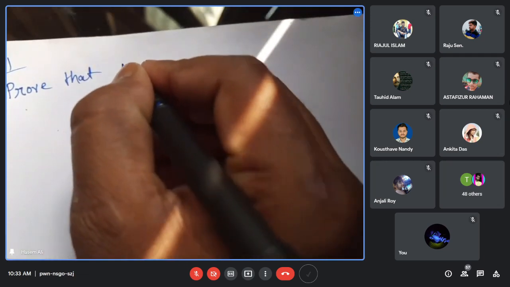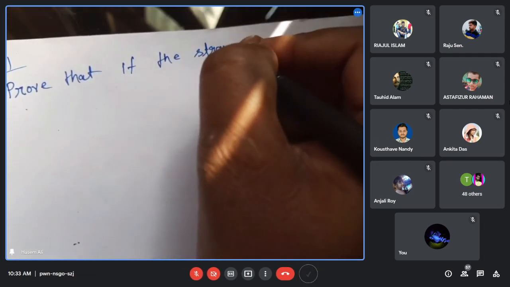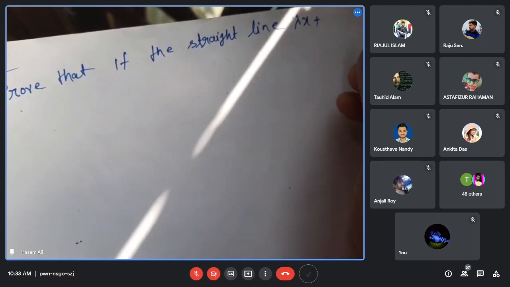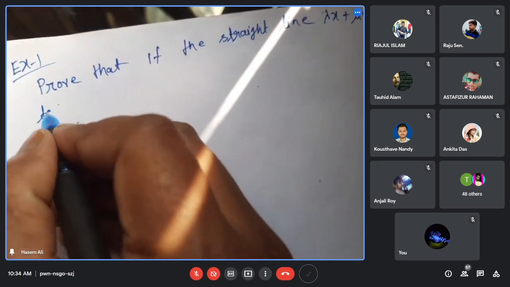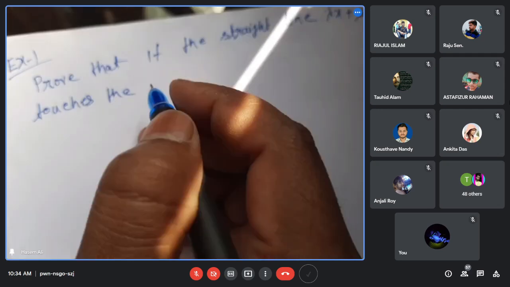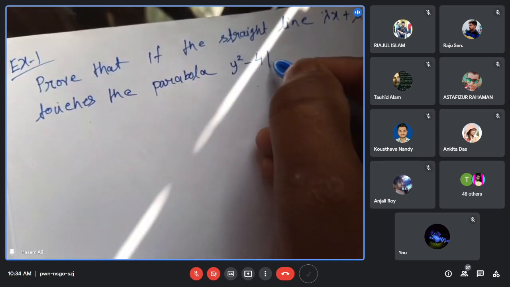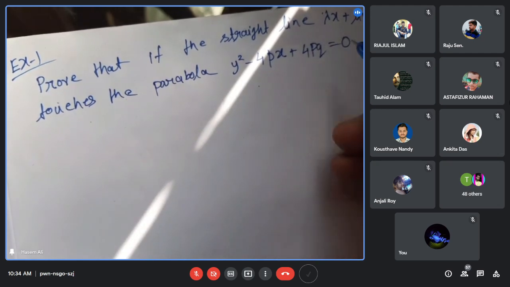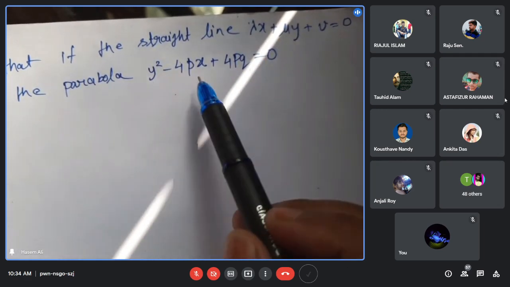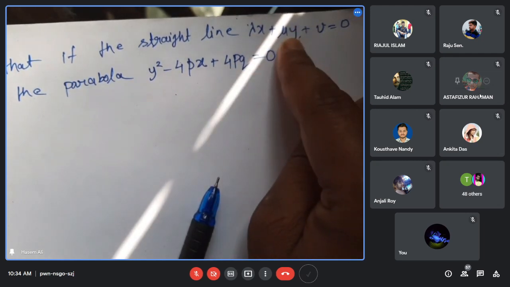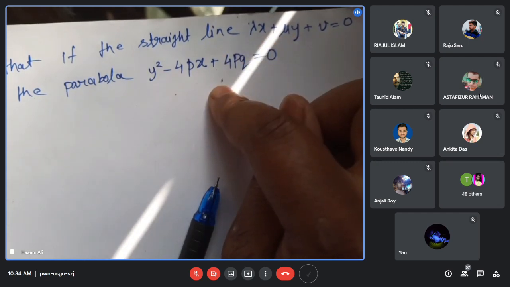Prove that if the straight line lambda x plus mu y plus v equals to 0 touches the parabola y square minus 4px plus 4pq equals to 0, that means this line is a tangent to this curve at some point.